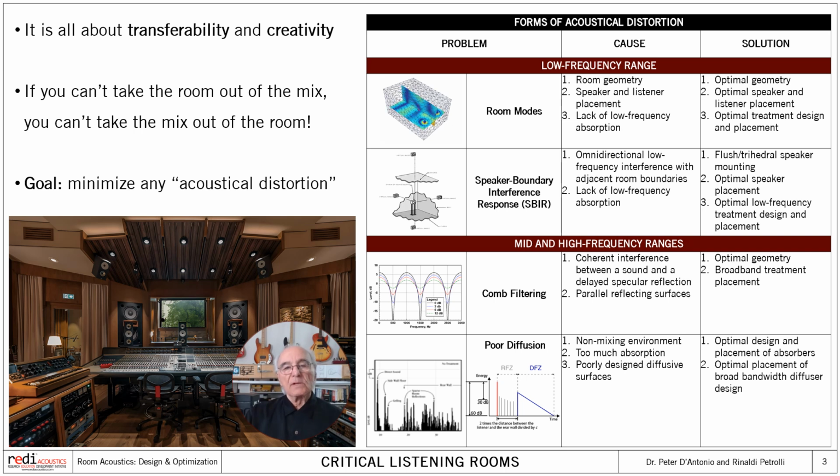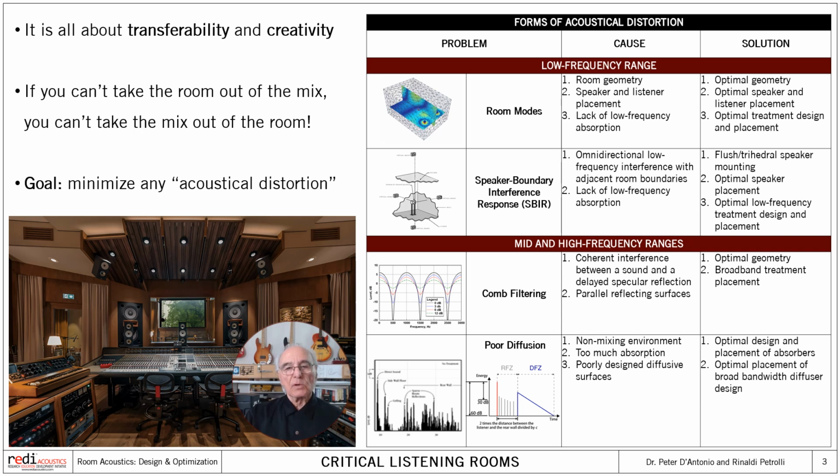The palette includes the Non-Cuboid Iterative Room Optimizer, NERO, the Room Optimizer for Cuboid Spaces, ROX, the Treatment Optimizer for Room Acoustics, TORA, and the Acoustical Treatment Calculator, all of which will be described in this presentation. The potential forms of acoustical distortion include room modes, SBIR, comb filtering, and pore diffusion.